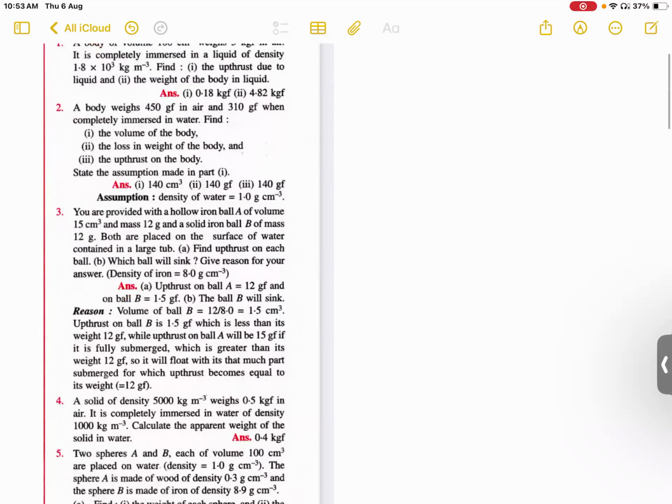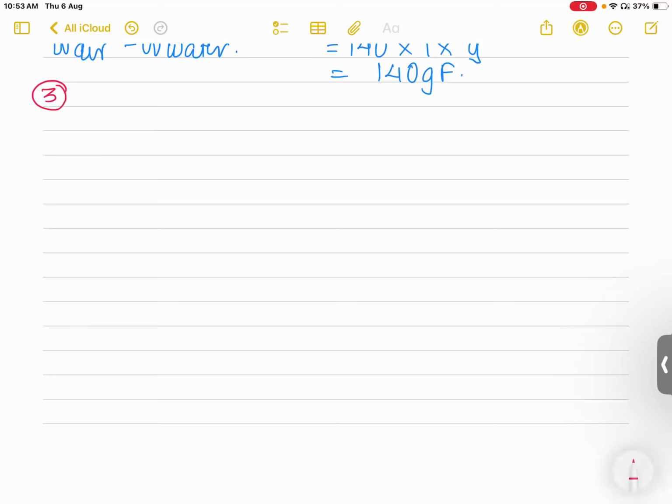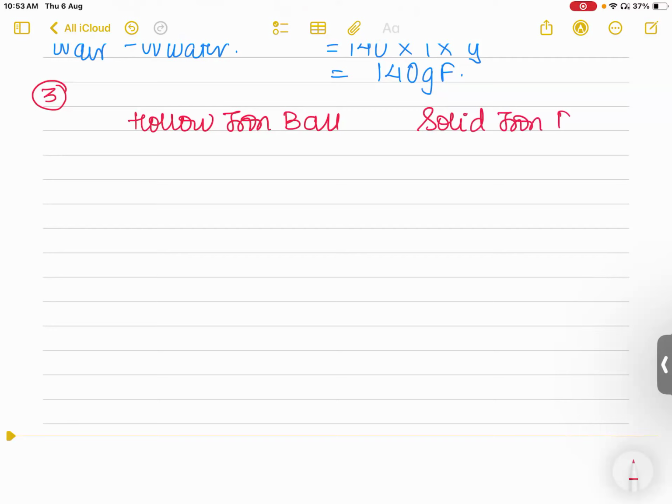So there are two sets of information given to us. I'll try to write it so that there is no confusion. There are two different types of balls here with me. The first one is the iron ball, which is hollow, and the second one is solid. So I'll write over here hollow iron ball. The second one is solid iron ball.